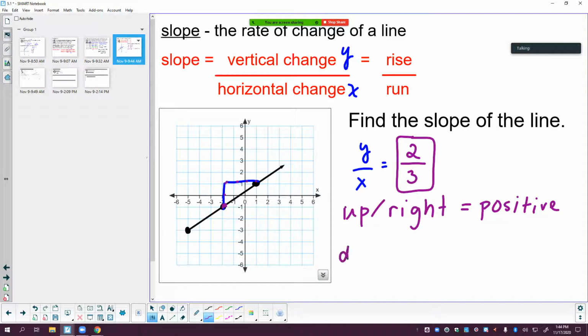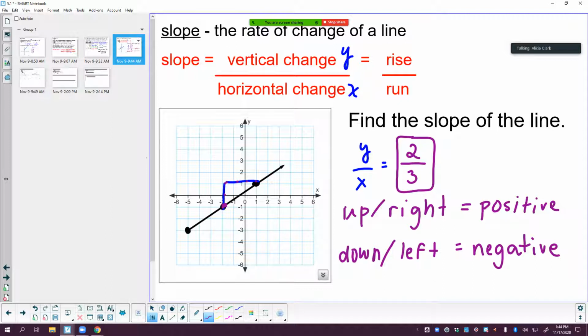If I'm moving down or to the left, my number is going to be a negative. That's because down on the y-axis and to the left on the x-axis are all negative numbers. So that's how we pick positive or negative.